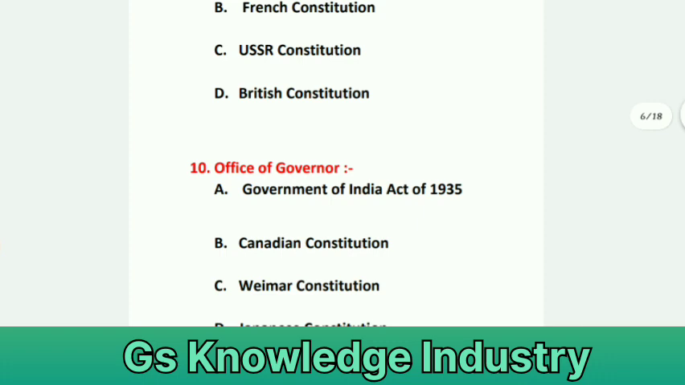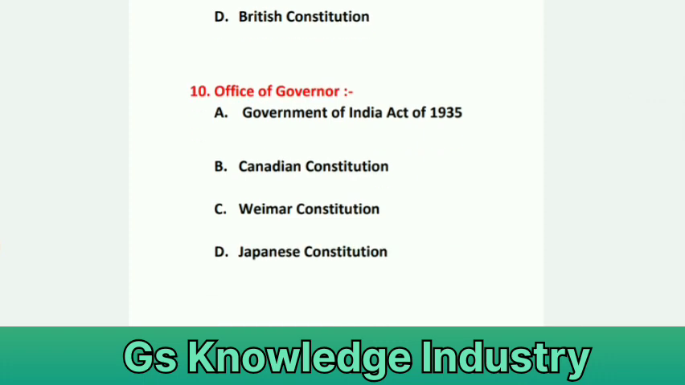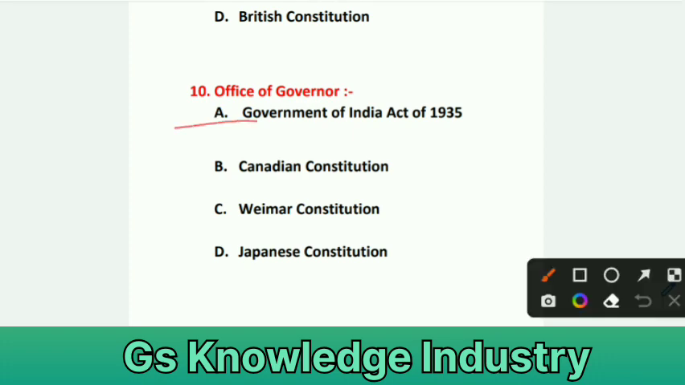10 number question. Office of Governor. Option A, Government of India Act of 1935. Option B, Canadian Constitution. Option C, USSR Constitution. Option D, Japanese Constitution. Here the right answer is option A, Government of India Act of 1935.